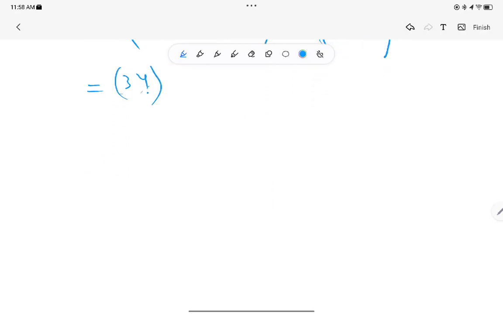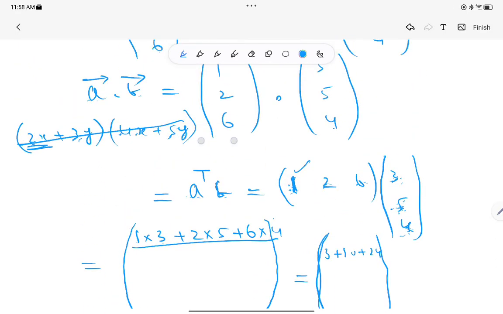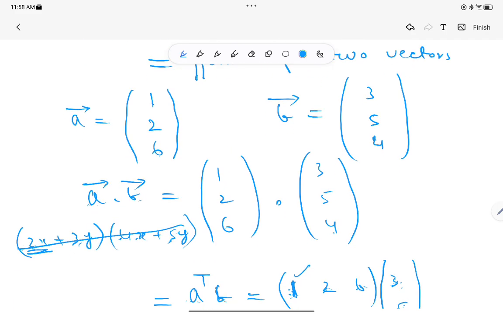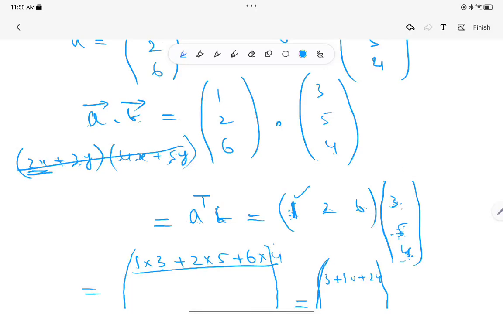So to end this lecture about dot product, yes, there are a couple of questions here. Number one is, if you take the dot product of these two, and by dot product we mean 1 into 3, 2 into 5, 6 into 4, why don't we take it here like this, 1 into 3? We could have done that. Why did we change this into a transpose vector and then this as a column vector?